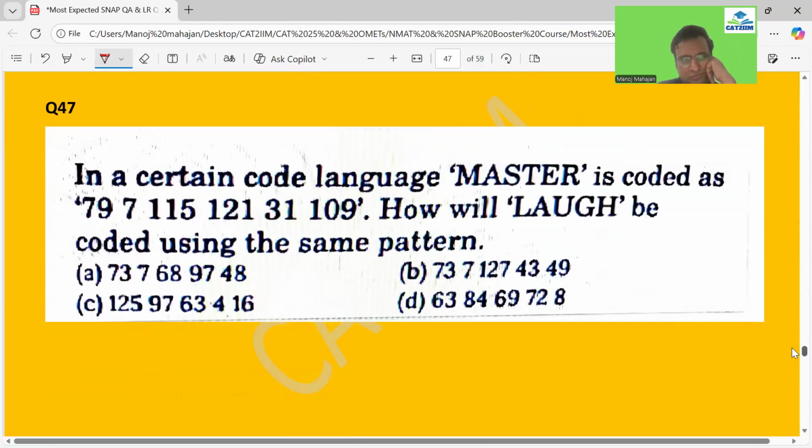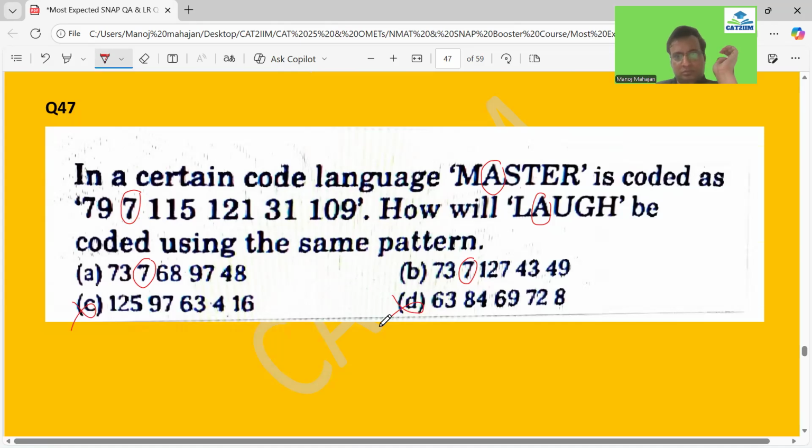Okay, so the given code language: master is coded like this, and how will love be coded as, right? You can see one common letter here, that is A, and over here also we have A, right? So you can say that A has been coded as 7. So you can find this out in two options, so highly likely that C and D should not be the answer.